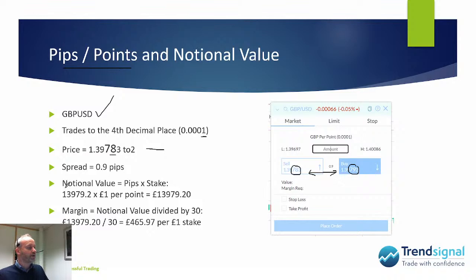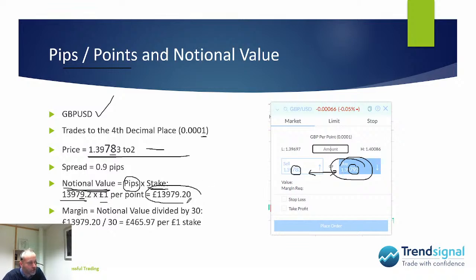The notional value is the value of the trade that you're looking to do. So what you do is you take the pips, that is, the price, if you like, and you multiply it by the trade size you are looking to do. So if you're going to do a pound a point on pound against the US dollar, you can see the price there, 13979.2, because that's the pip there. So anything after that is a decimal of a pip. So 13979.2 times a pound per point gives you the notional value.